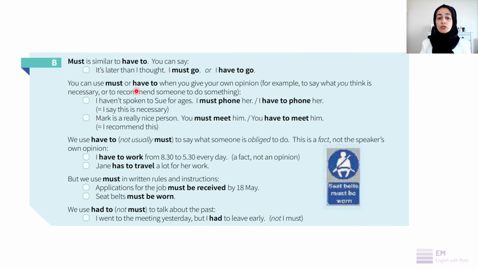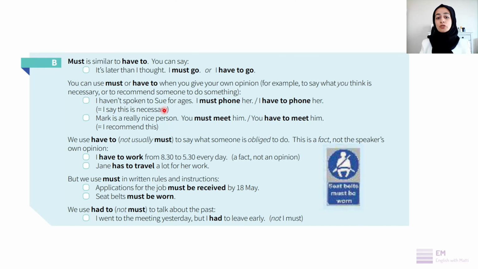You can use must or have to when you give your own opinion. شما وقتی نظر خودتون رو میدین میتونین از must و have to استفاده کنین. For example, to say what you think is necessary. مثلا برای اینکه بگین شما فکر میکنین چه چیزی ضروریه. Or to recommend someone to do something. یا برای اینکه به کسی پیشنهاد بدین که یه کاری رو انجام بده.